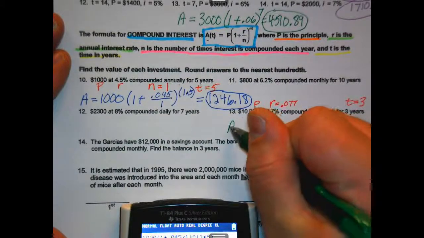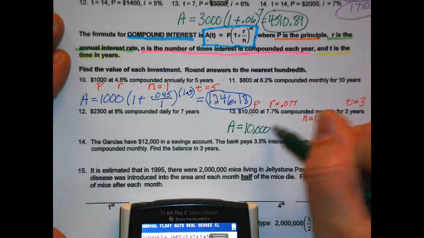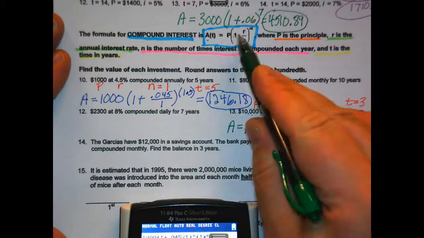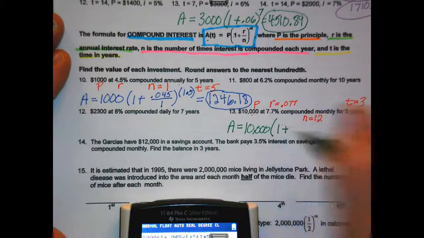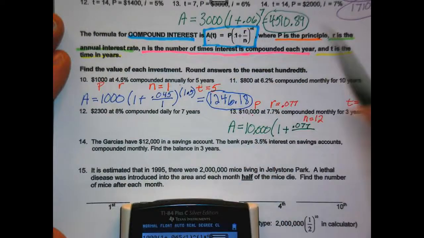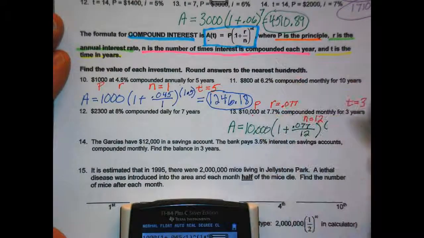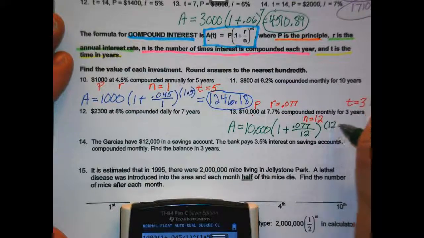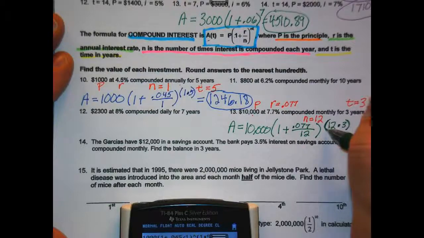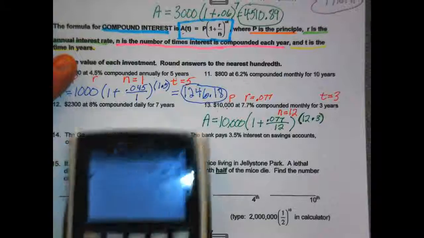Okay, so my A or Y equals 10,000 times 1 plus my R, 0.077, divided by my N, which is 12, raised to my N, which is 12, times T, which is 3. It is complicated. That's why you're going to have to practice on your homework for it.